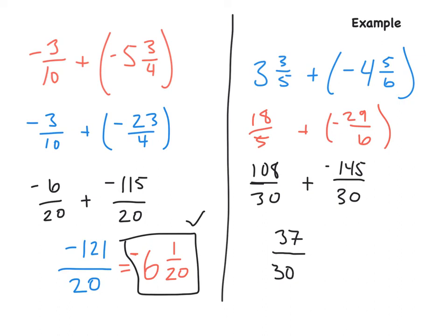So if we make this into a mixed number, 30 goes into 37 one time with 7 left over, and 30 keeps it as the denominator. Remember that these are negative. So our final answer is negative 1 7/30.